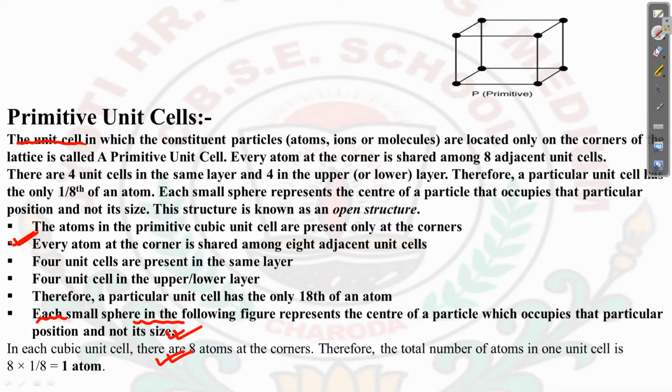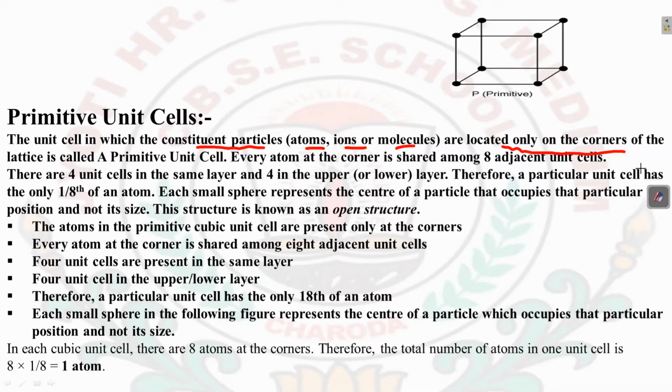In the primitive unit cell, first let's talk about the primitive unit cell. What is a primitive unit cell? It is the unit cell in which the constituent particles, which can be atoms, ions or molecules, are located only at the corners of the lattice. When the particles are located at the corners of the lattice, it is called a primitive unit cell.